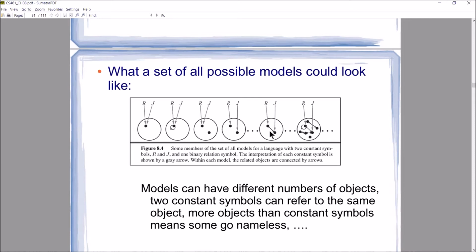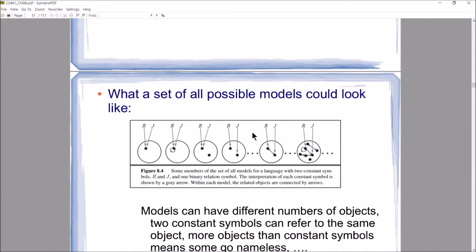I mean, there's all kinds of different combinations. Just if you have those 5 objects with those 2 constant symbols, that boils down to a possibility of having 25 different possible interpretations just for Richard and John.